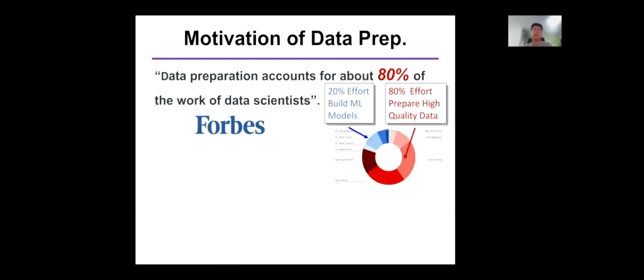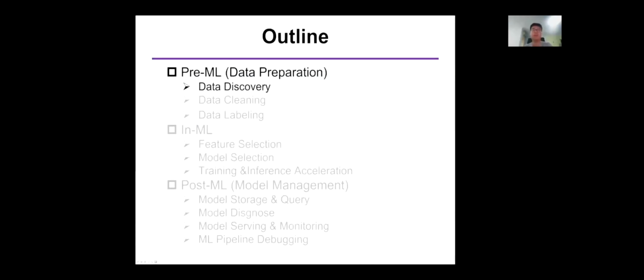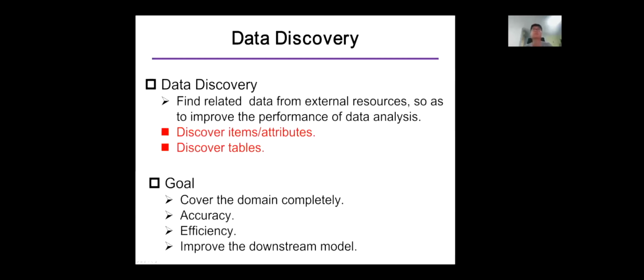We first talk about the data preparation. As reported by Forbes, data preparation accounts for about 80% of the work of the data scientist. Also, as discussed by Google, machine learning code is less than 5%, and other parts include the data collection, feature extraction, serving infrastructure, or monitoring. So let's first talk about the data discovery.